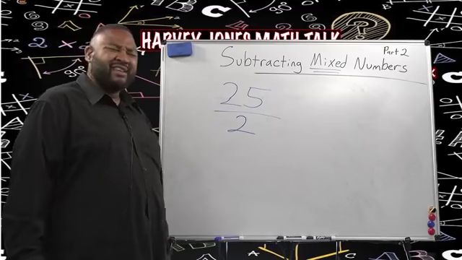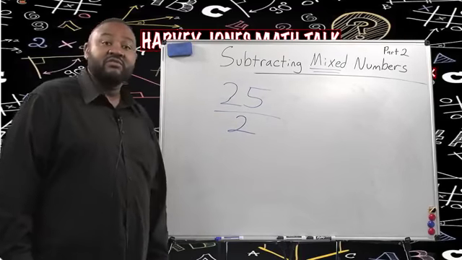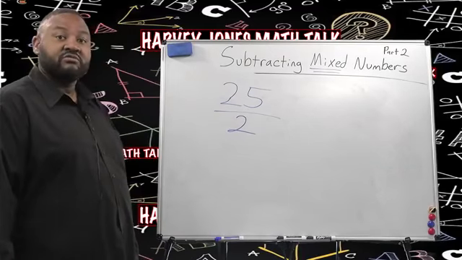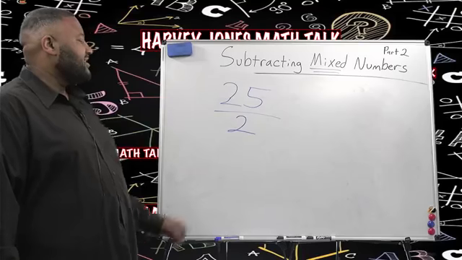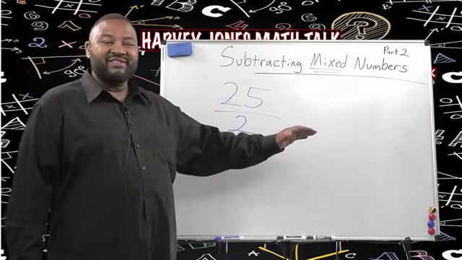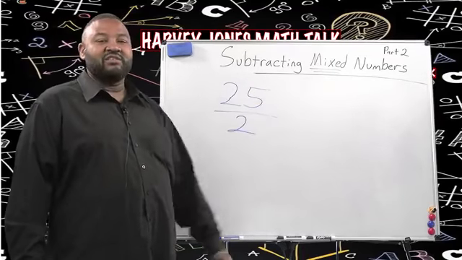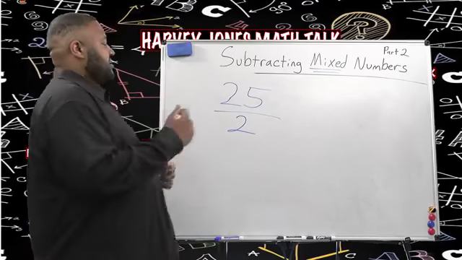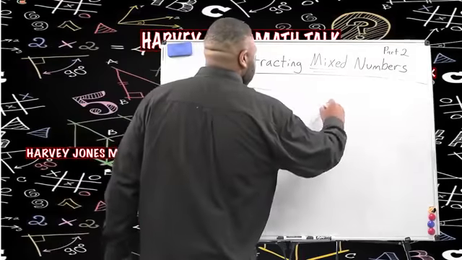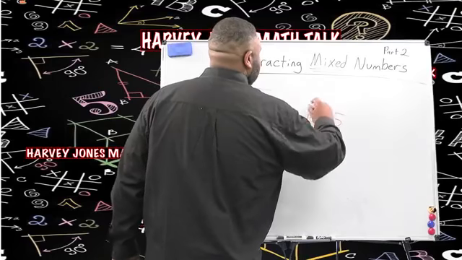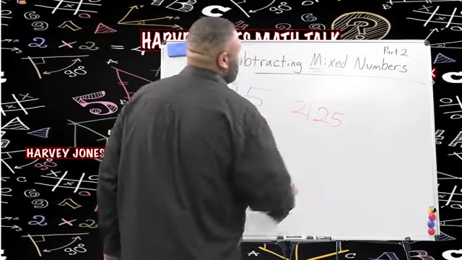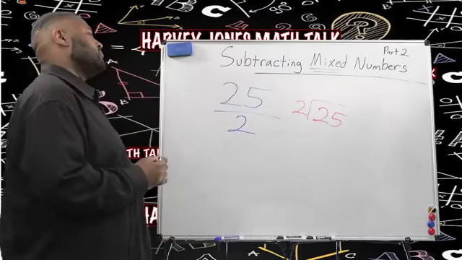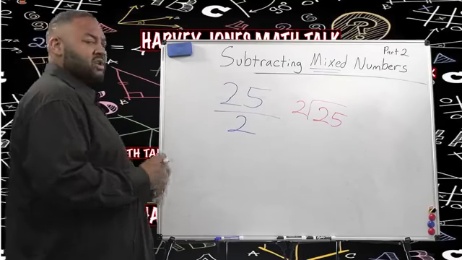Mr. Jones, I thought you said that was an improper fraction. It is. But remember, when we talk about fractions, fraction is division. Fraction is division. So the guy on top of the mountain is going to come inside. 25 divided by 2. Hey, wait a minute, what's going on, Mr. Jones? Watch.